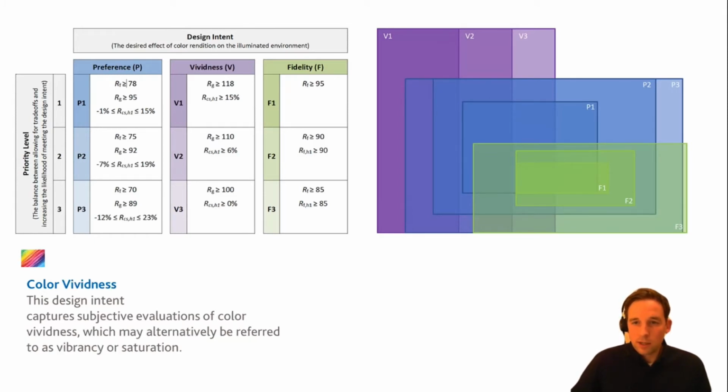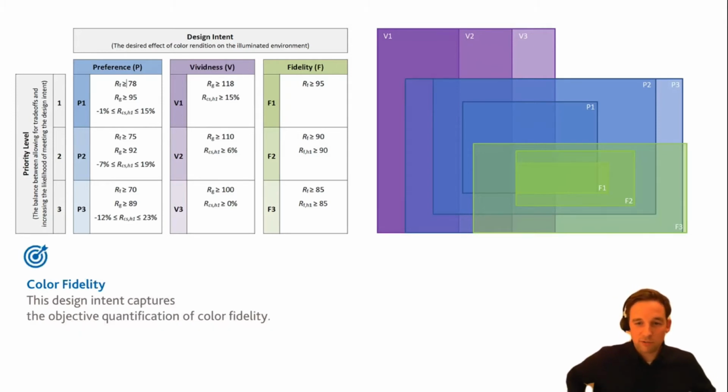Color vividness, the next column, is all about how much something stands out, how much a color stands out, the saturation or the vibrancy of those colors. So you'll see on the left, there's priority levels for these different things. As you go up towards priority level one, for example vividness, priority level V1, that is saying that vividness, the vibrancy of the colors, is the most important thing within that design intent. It might be less important to have really vivid colors. You might want them more natural, and therefore you would put that down to V2 or maybe even V3.